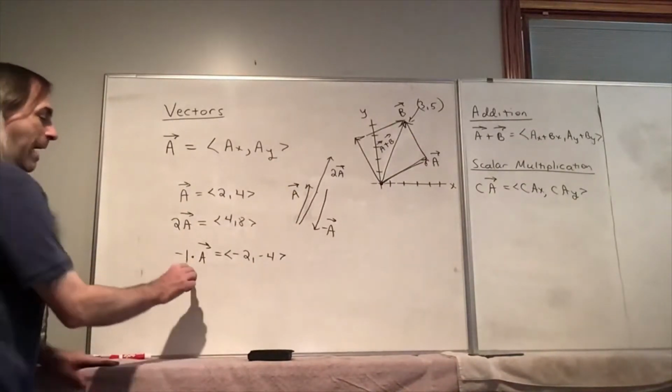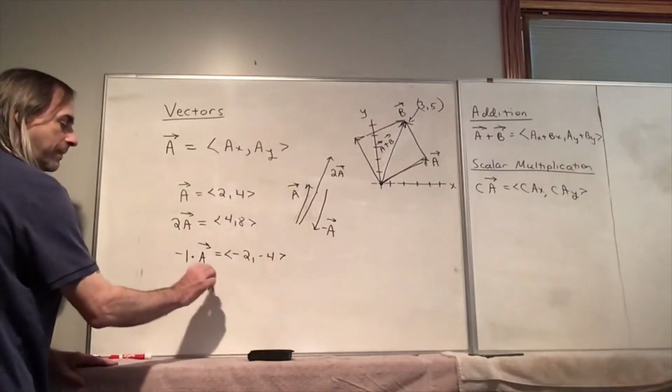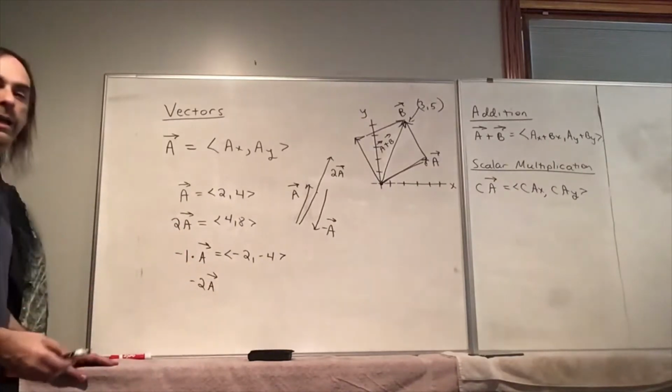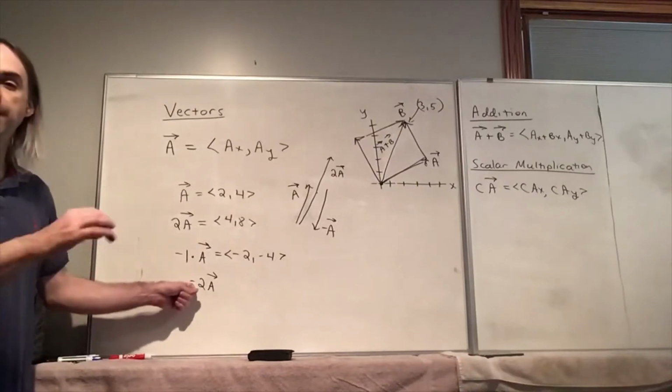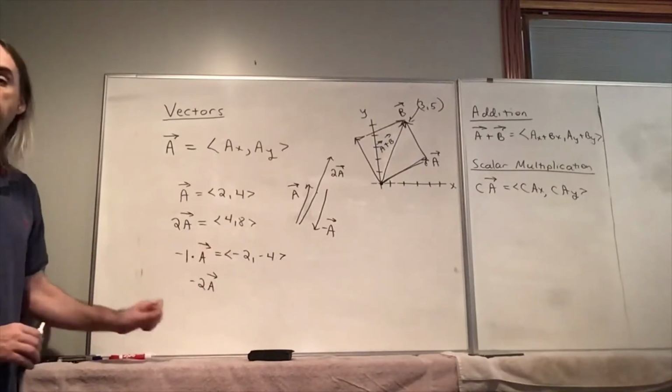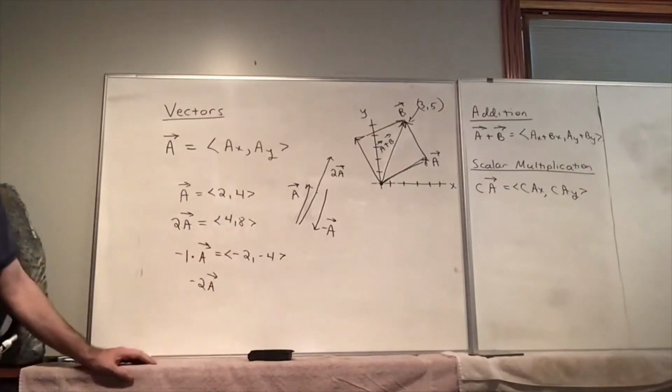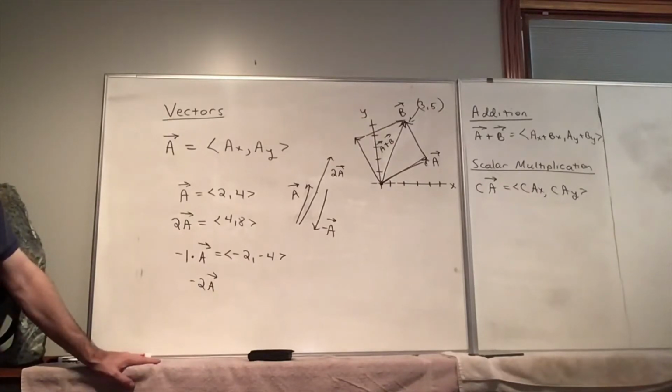So if you look at minus 2A, what you do is you take that vector A and you rotate it through 180 degrees, and then you double the length of the vector. Okay, so those are our two rules for addition and scalar multiplication.